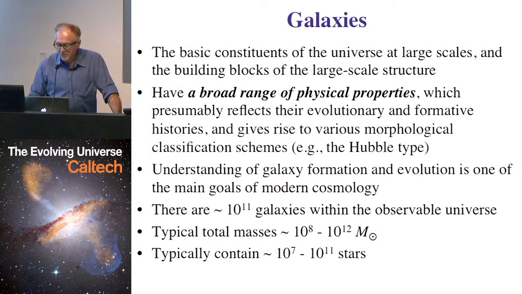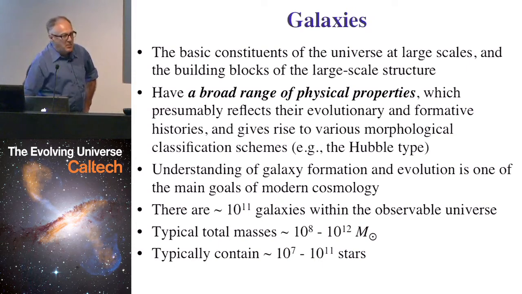But first, let me define: galaxies are really the basic building blocks of the universe at large. And the interesting thing is they're not all the same. They have a very broad range of different physical properties in terms of mass and luminosity and star formation rate and what have you. And whatever we observe today is clearly a product of billions of years of galaxy evolution till the present day. So a big goal of cosmology or extragalactic astronomy is to indeed understand how did galaxies form, how did they evolve, and got to be the way they are today.